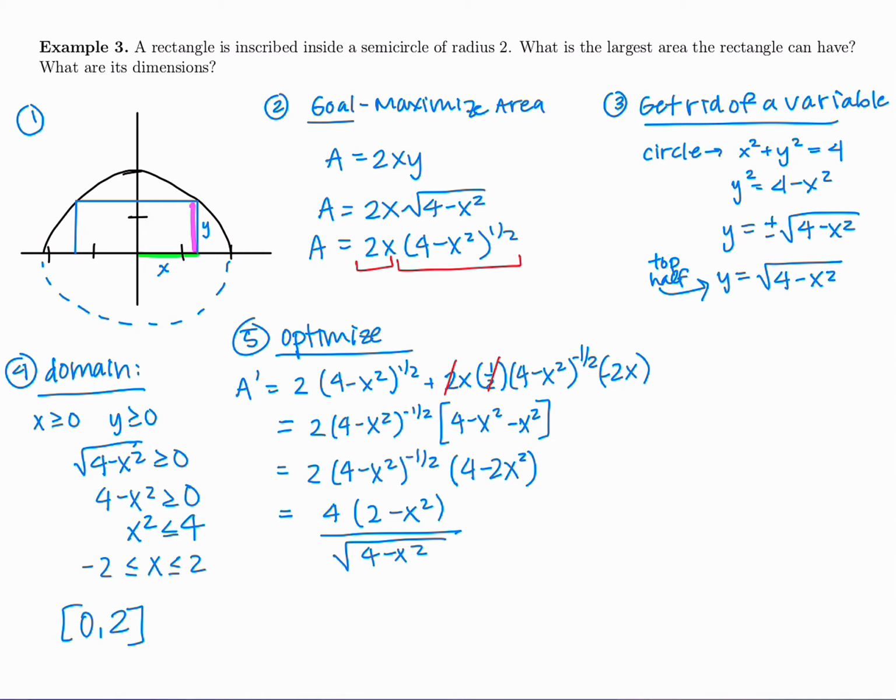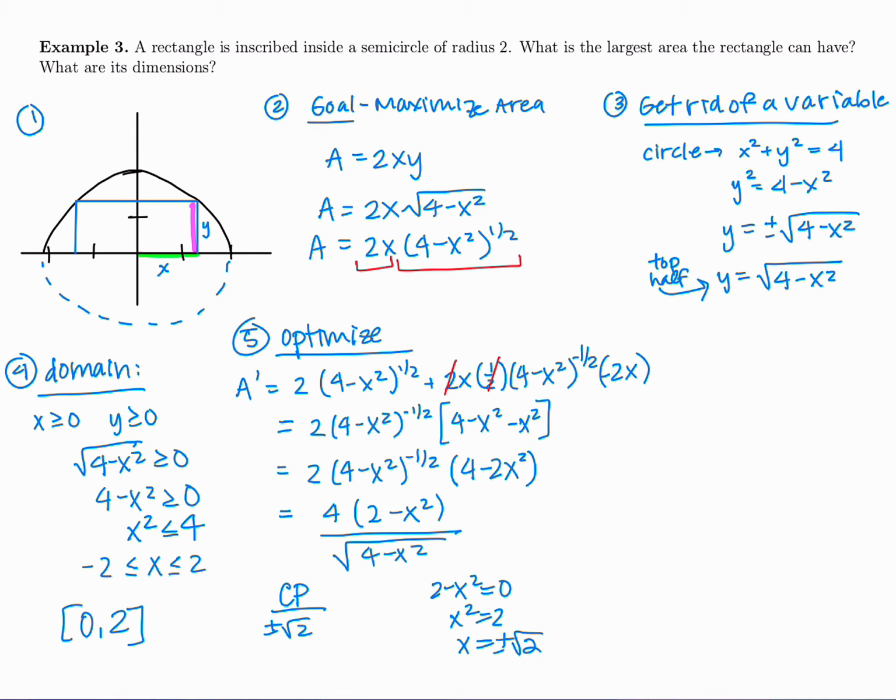Okay. So now I want to look for my critical points. Where does this equal 0? I want to get those from where the numerator equals 0. So if I think setting the numerator equal to 0, I don't have to worry about that constant 4 multiplied in, and just look at the 2 minus x squared itself as a factor. This tells me that x squared is 2, so x is plus or minus the square root of 2. So I have plus or minus square root 2.